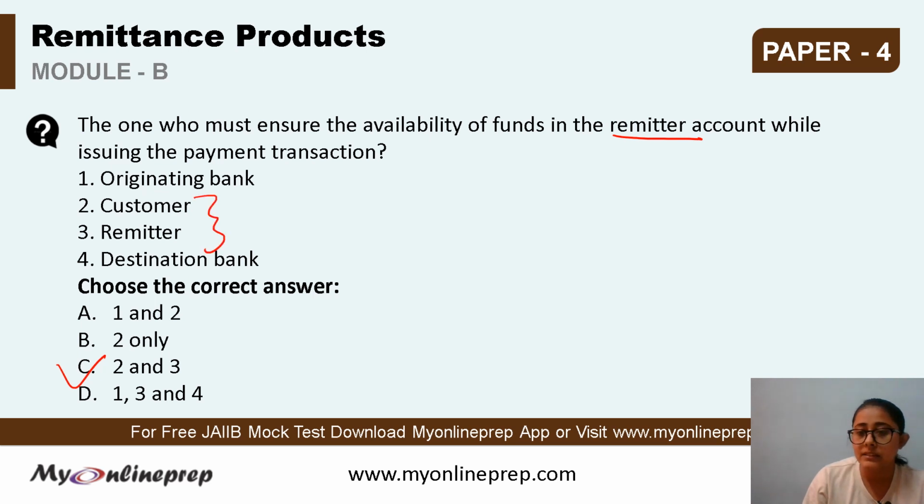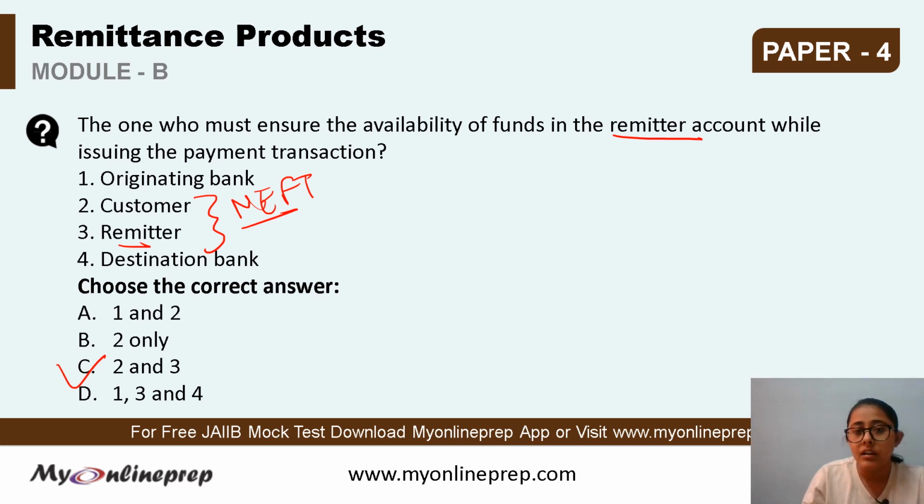The customer is the customer of the bank who is using NEFT, and the remitter is the person who is making the transfer from the account and who is using the funds from their own account. So remitter or customer, these mean the same, and these are the people who are actually responsible for the availability of funds.